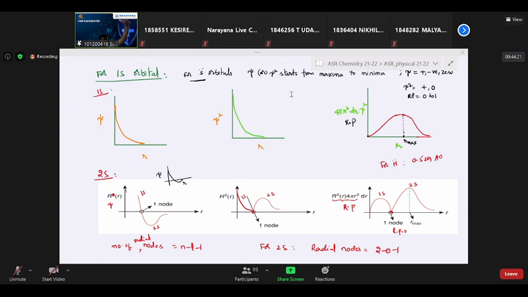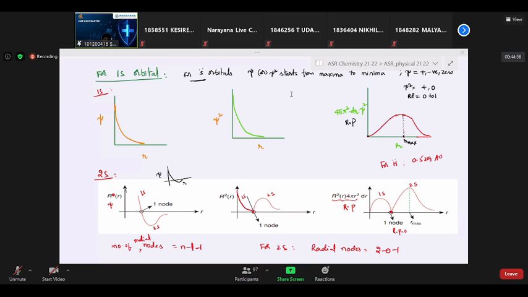The graphs you have seen for 1s: psi is positive. For 2s, psi goes from positive to 0 to negative. Psi square is positive for 2s also, because psi square is always positive for any orbital. Radial probability starts from 0 at the nucleus, goes to the first maxima, and again 0 between 1s and 2s, where you cannot find the electron, and again goes to maxima and approaches minima.